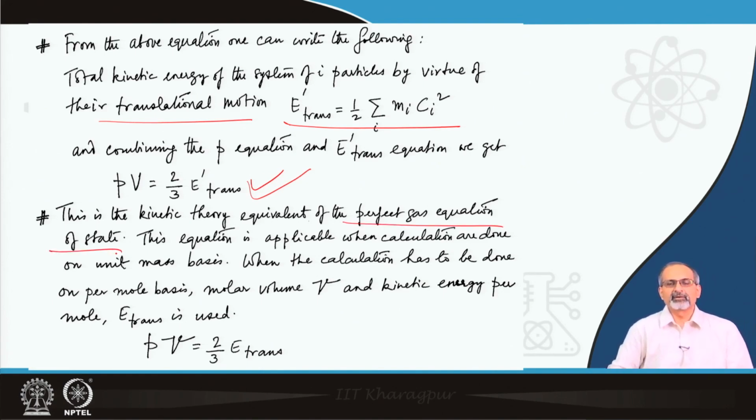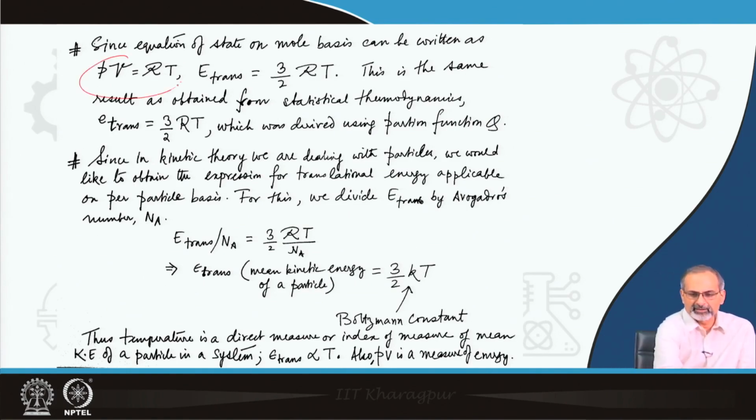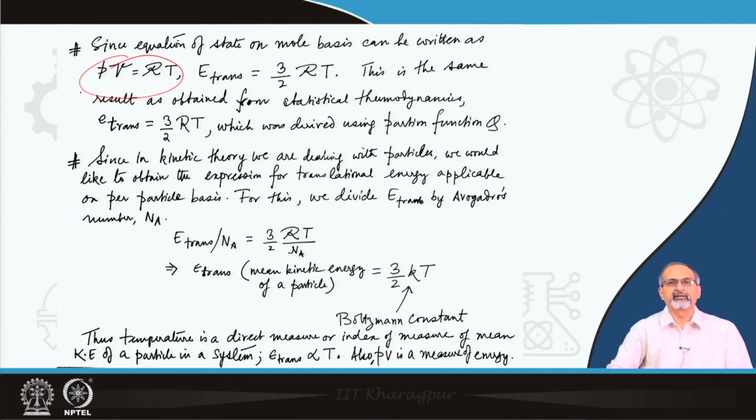This equation is applicable when the calculations are done on a unit mass basis. When we do it on a per mole basis, then we have to involve the molar volume and the kinetic energy per mole, which becomes E translational. We remove the dash in the expression, and therefore, the equation becomes like this. We move on, and since the equation of state on a mole basis can be written in a form like this, where the universal gas constant gets involved, the E translational is 3/2 RT.